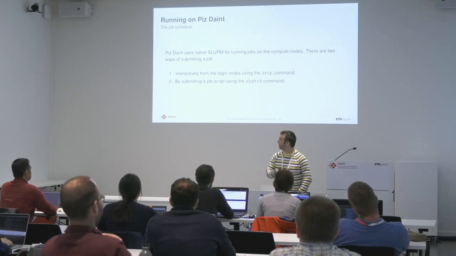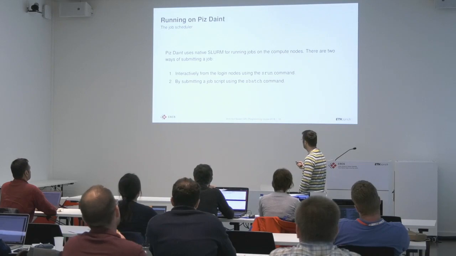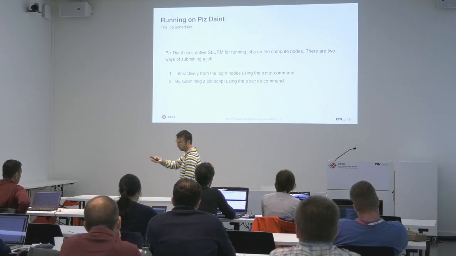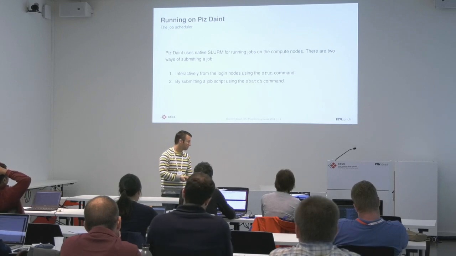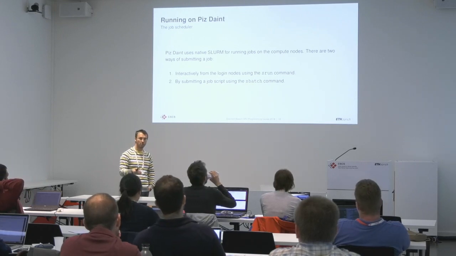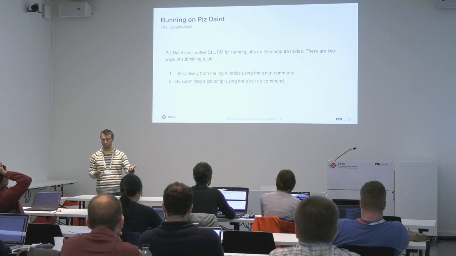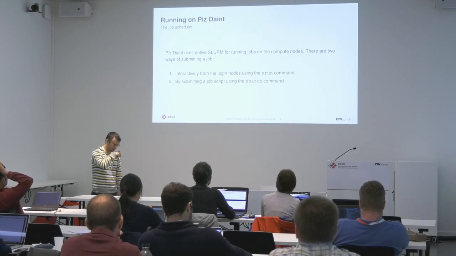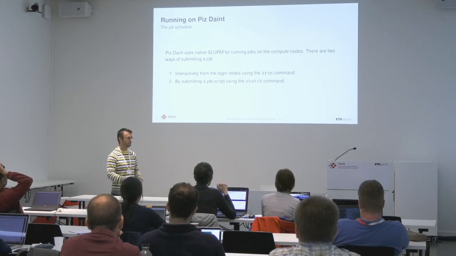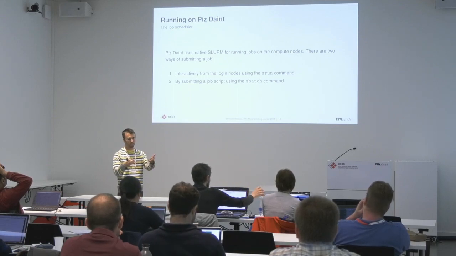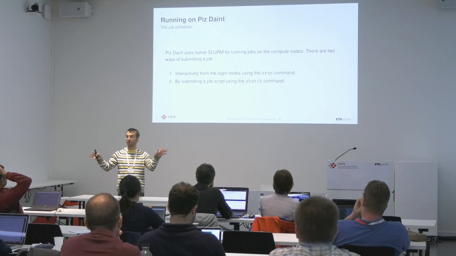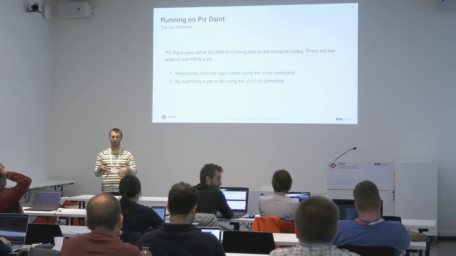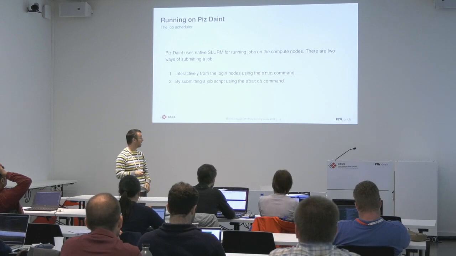So for submit, all this was done on the login nodes, where we also do the compilations. Now, to run on the compute nodes, you need to go through the job scheduler, and on Piz Daint we have native Slurm, which basically means that you submit Slurm jobs to the compute nodes, and in order to run an MPI process, you use the srun, no such thing as mpirun or something like that.